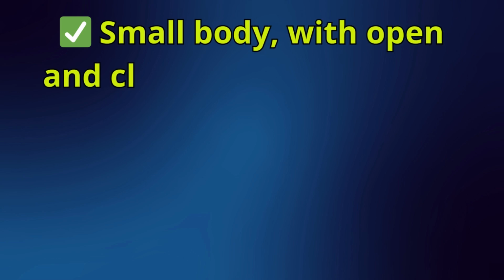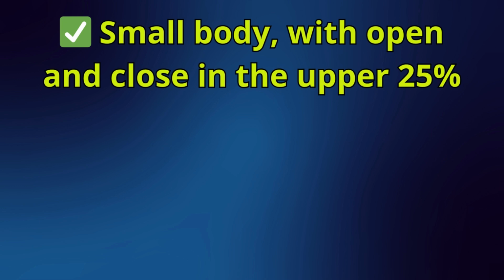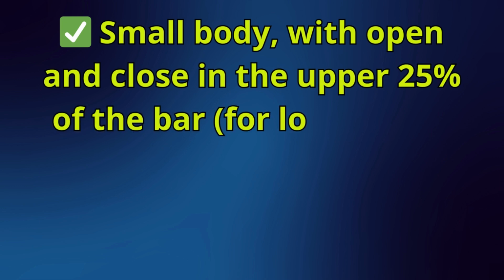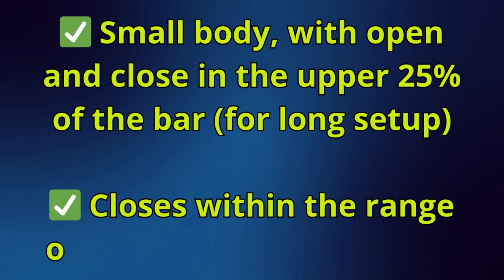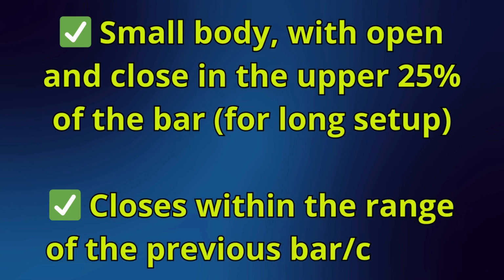The third characteristic is a small body. For a bullish setup like the one shown here, the open and close prices must be within the upper quarter of the candle's entire range. This shows that despite making a new low, buyers took control and closed the price near the highs. Lastly, the candle's closing price must be within the high to low range of the previous candle. This confirms that the trend's momentum has stalled.